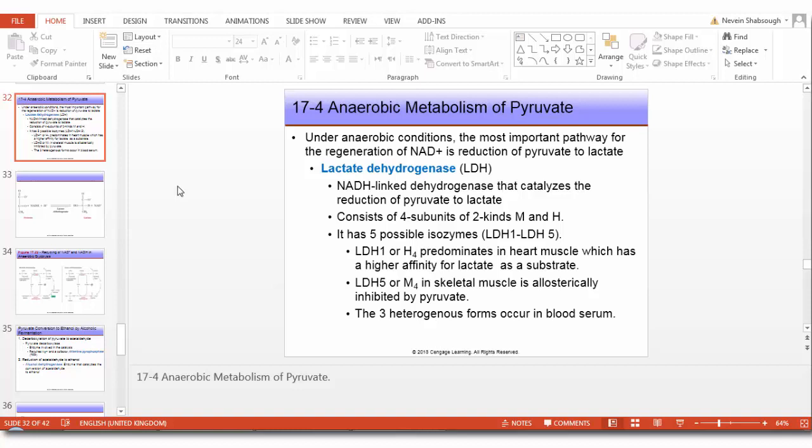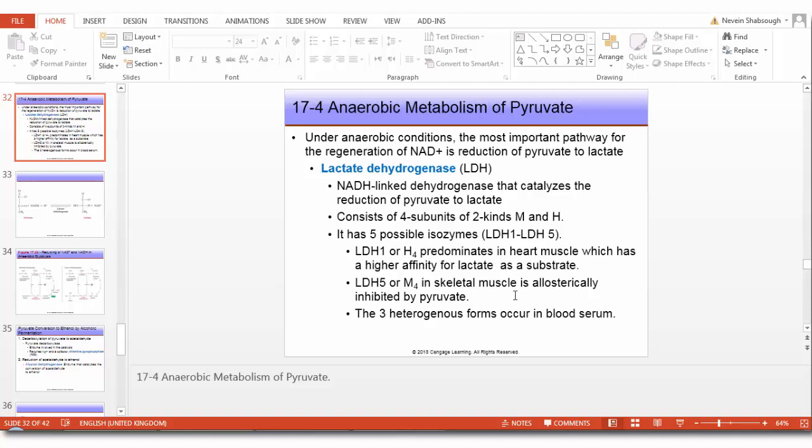Now, H stands for heart muscle and M stands for muscle tissue. The first isozyme called LDH1 is known as H4. This one predominates in heart muscle. It has a higher affinity for lactate as a substrate. However, the fifth isozyme called LDH5 or M4, which is found in skeletal muscle, is allosterically inhibited by pyruvate.